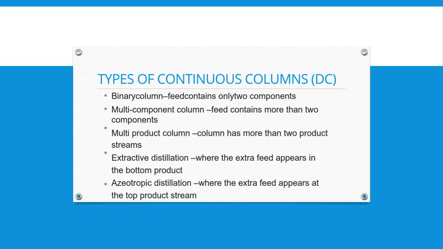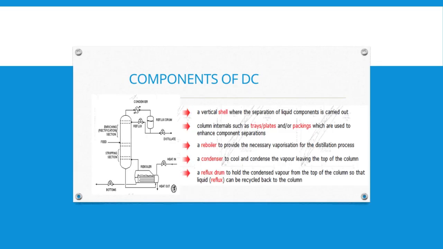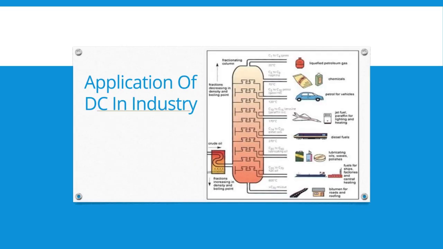Some basic components of distillation columns are vertical shell where separation of liquid components is carried out. Trays or plates which are arranged in intervals to enhance component separation. Reboiler to provide necessary vaporization for the distillation process. Condenser to cool and condense the vapor leaving the top of the column. Reflux drum to hold the condensed vapor from the top of the column so that liquid, reflux, can be recycled back to the column.